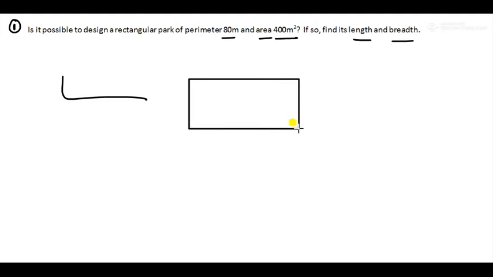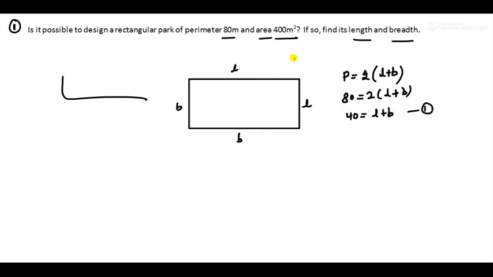This is the rectangular park, imagine. This is length, this is breadth, again length, breadth. What is the perimeter? It is 2 into L plus B. So they have given it as 80. So 2 into L plus B is 80, so L plus B is 80 by 2, which is 40. This is equation 1. Next, they have given area as 400. Area is what? L into B. L into B is 400.